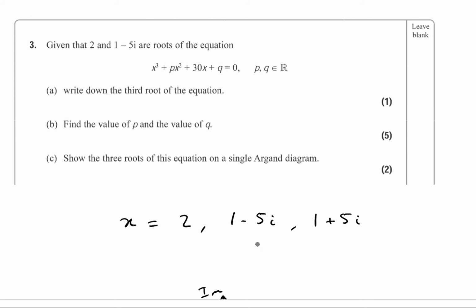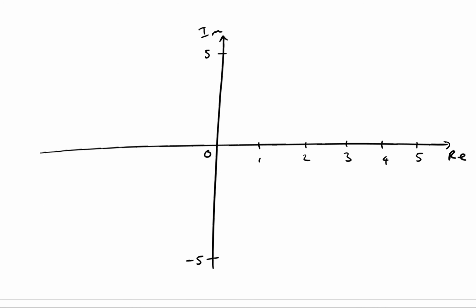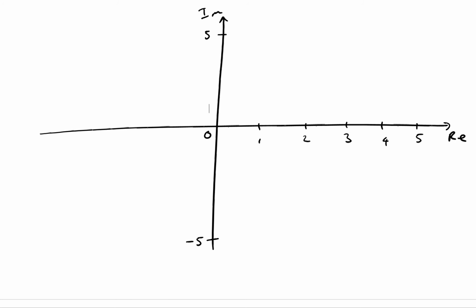And here are our roots down here, which we found in previous parts A and B. So x equals 2, 1 minus 5i, and 1 plus 5i, and it's asking us to express all those on one single Argand diagram. Now, if you remember, an Argand diagram is just like Cartesian coordinates, so x-axis, y-axis, except the x-axis is now the real axis, and the y-axis is now the imaginary axis. And you can see I've labelled them out like this.